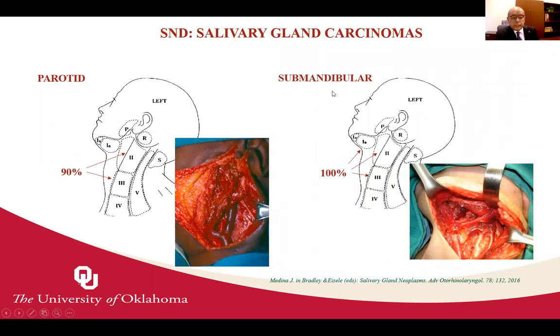And then in the case of some mandibular carcinomas, if you elect to treat the neck surgically along with the primary, then remember that 100% of occult metastases occur in levels 1, 2, and 3. And this is the type of neck dissection that will be done for a submandibular gland carcinoma.